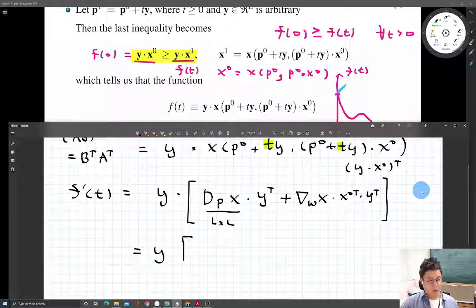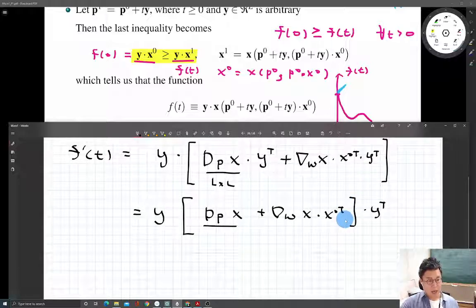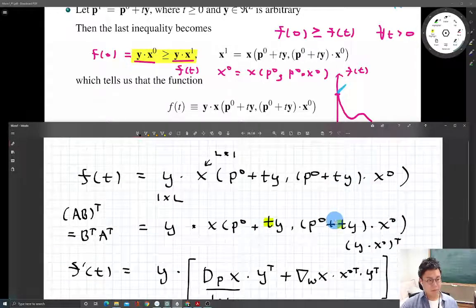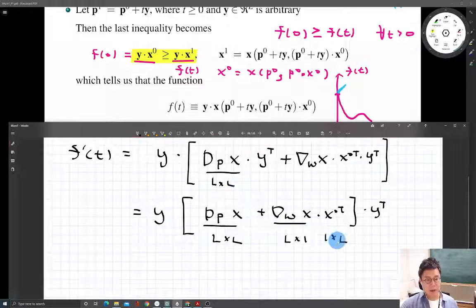Then the remaining terms are going to be dpx plus the gradient times x0 transpose times y transpose. Also, this is L by L, and this is L by 1, and x transpose is 1 by L. Am I right? So x was defined as an L by 1 vector. x transpose is 1 by L. Okay, so everything makes sense. And the summation between these two is well defined as well.